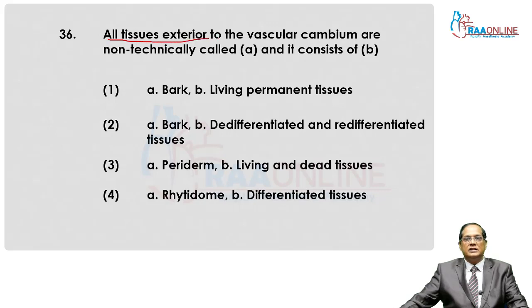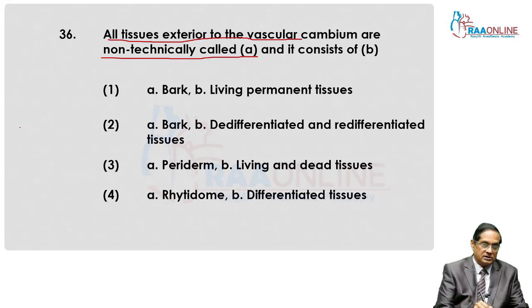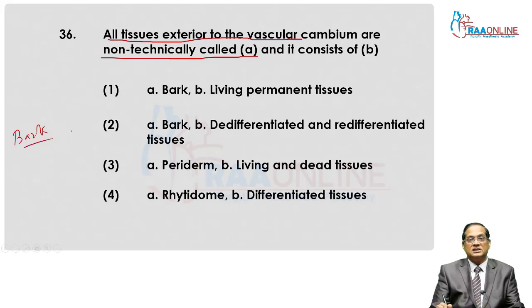All tissue exterior to the vascular cambium is known, non-technically, as bark. For option A we can use the word bark. Then C, bark is made up of. So the first, third and fourth are directly cancelled. Let us start with the bark, but it is not a living permanent tissue, this is again wrong. Then the second option is correct.